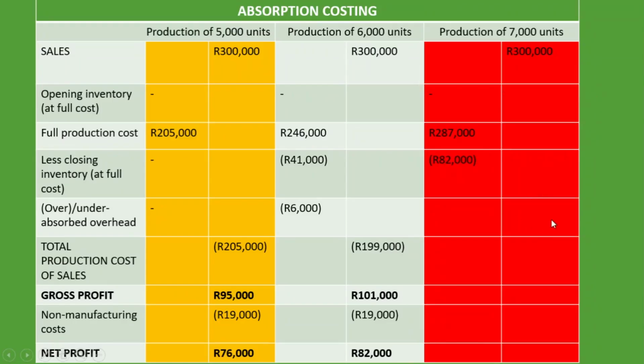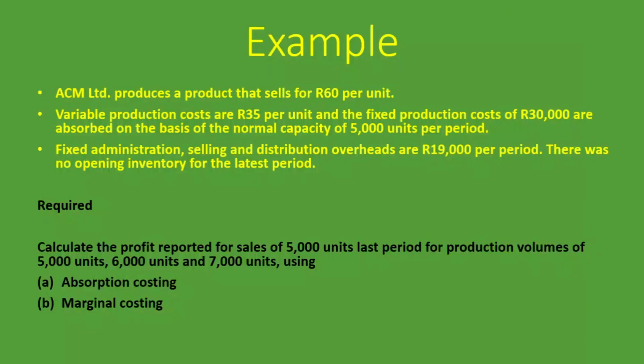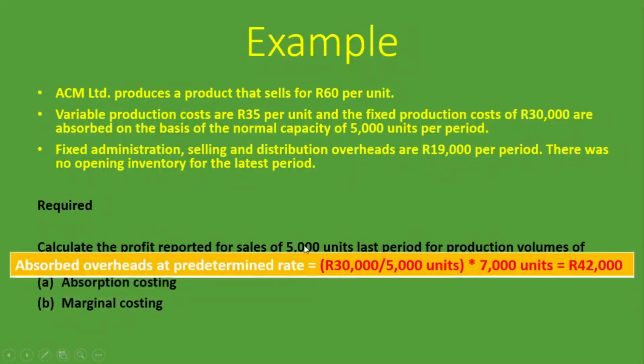And then, did we over absorb or did we under absorb? Remember, we do the same exercise. Absorption of overheads at predetermined rate, we do the same thing. 30,000 rand, which is the fixed production cost for the period, divide by the 5,000 units, which is the normal capacity, and we multiply it by the units that we produced during this period. We have 42,000 rand.